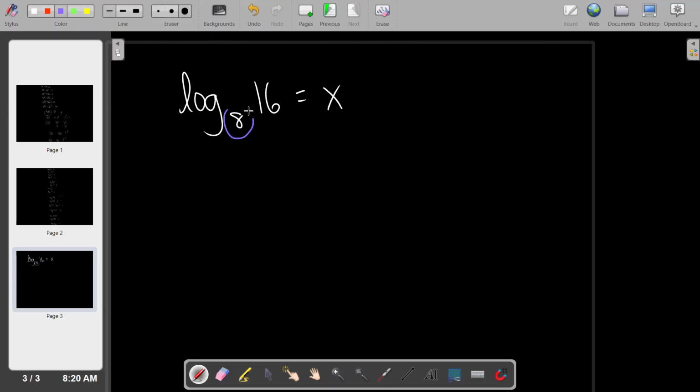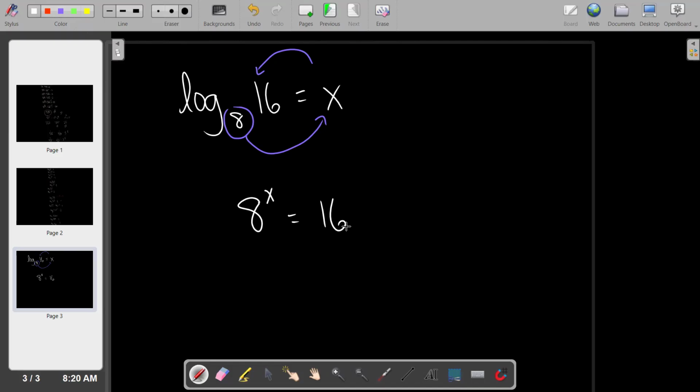We're going to just do what we do. We're going to say this to the power of this equals this. We're going to write that down. We're going to say 8 to the power of X equals 16. And you see the quandary right away. You're like, well, this is witchcraft. 8 has no power that equals 16. Of course it does. It's just not a whole number.